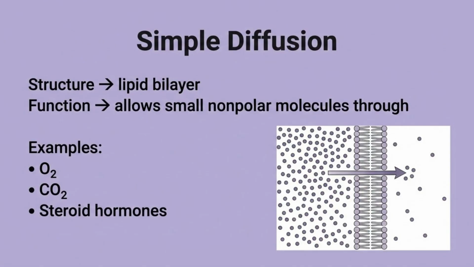Simple diffusion is the movement of small, nonpolar molecules directly through the phospholipid bilayer. Because the interior of the membrane is hydrophobic, substances that are lipid-soluble can dissolve in this region and pass from areas of higher concentration to areas of lower concentration. This process does not require ATP. Movement occurs naturally as molecules spread out down their concentration gradient. Oxygen, carbon dioxide, and certain steroid hormones are examples of substances that cross the membrane by simple diffusion.